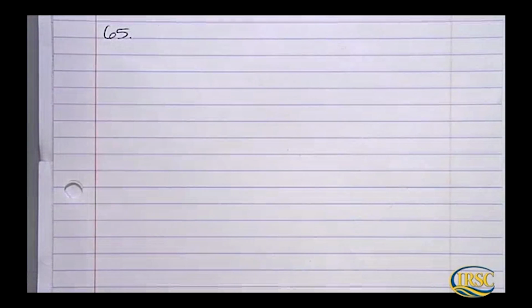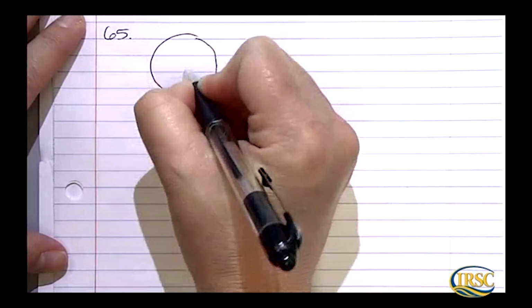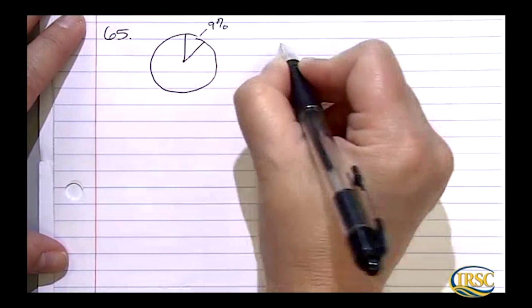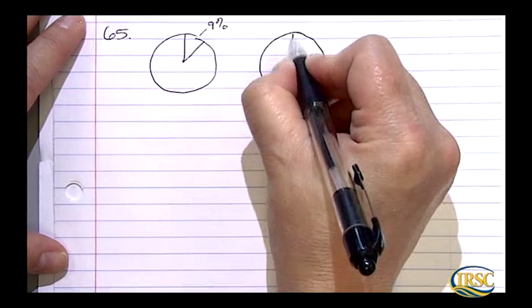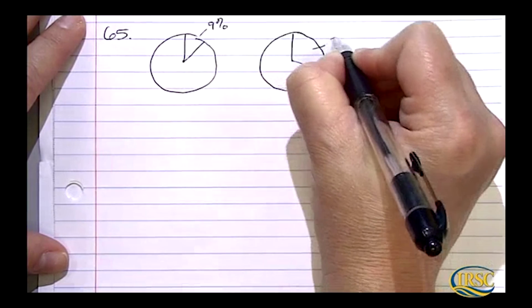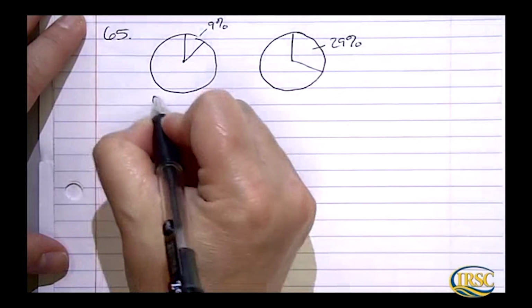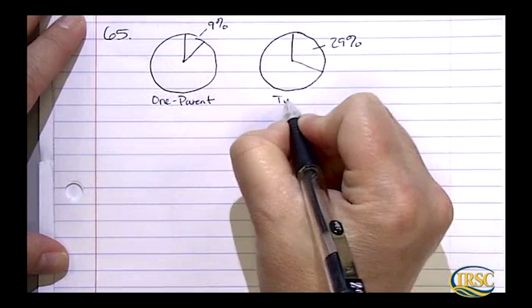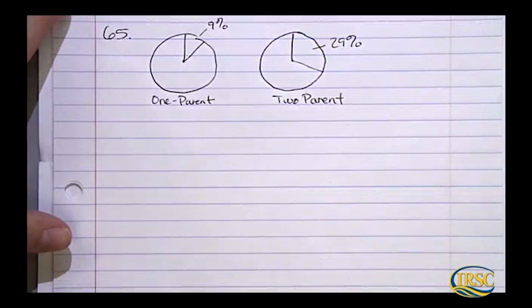Okay, we're looking at a circle graph or a pie graph. And this is a one-parent household, and this is two-parent household. And it says percentage of U.S. children whose parents are college graduates.